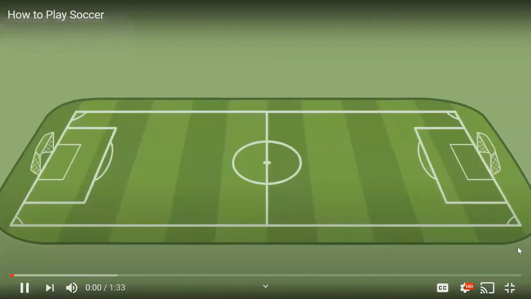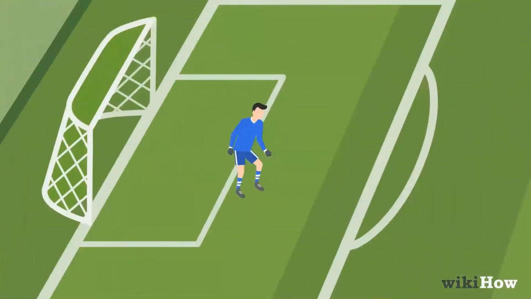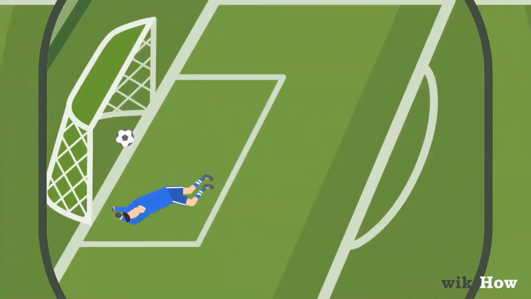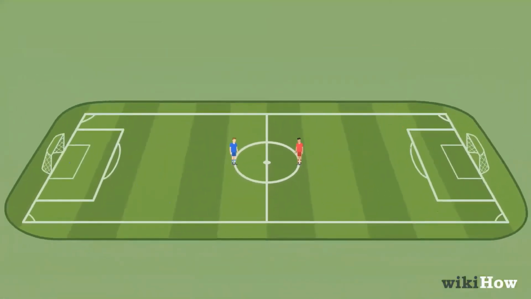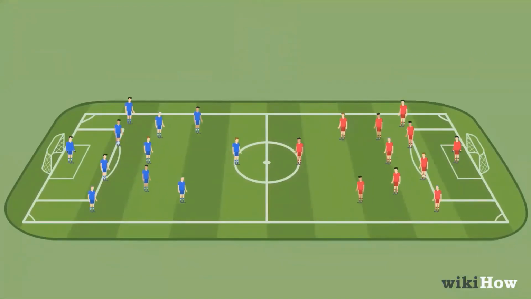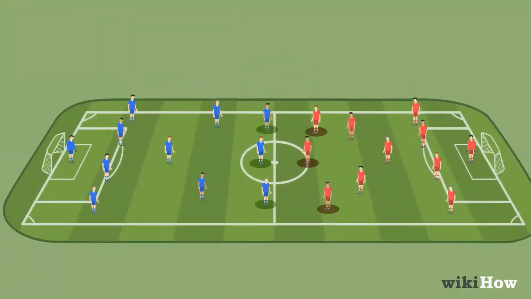To play soccer, first you'll need two teams. The goal of the game is to score more points than the other team by kicking the ball into their net. In the official rules, each team has 11 players, and the game lasts for 90 minutes. To get started, assign positions to every player. Each team should have a goalie, defenders, midfielders, and strikers.